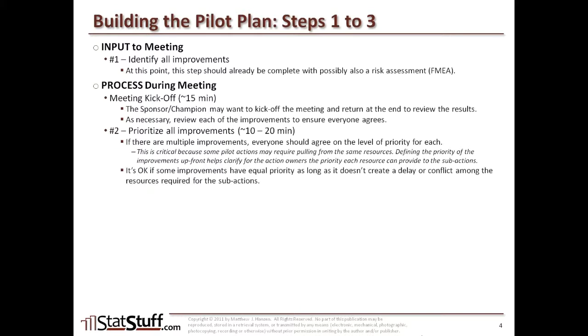It's also okay if some of the improvements have an equal priority, as long as it doesn't create a delay or there's no conflict among those resources that might be required for some of those sub-actions. So you might want to sort the list of all the improvements in order of priority based off of what the team has agreed to.